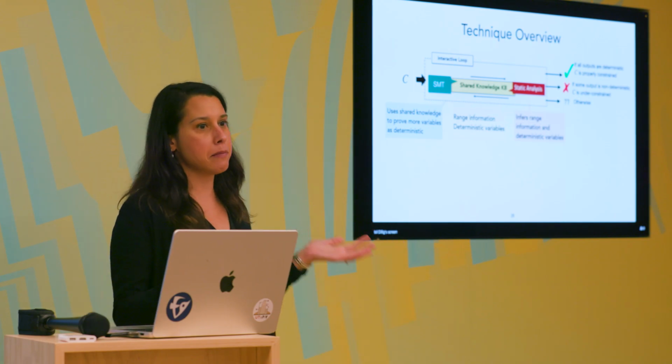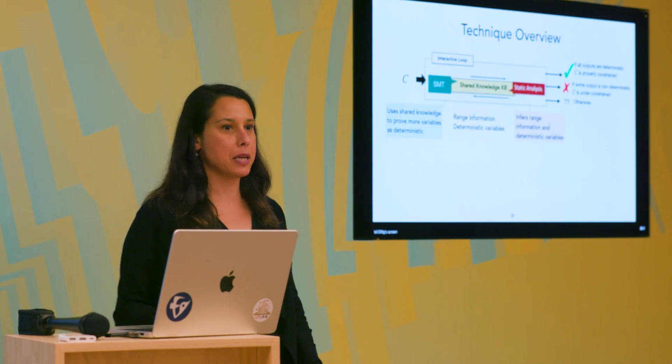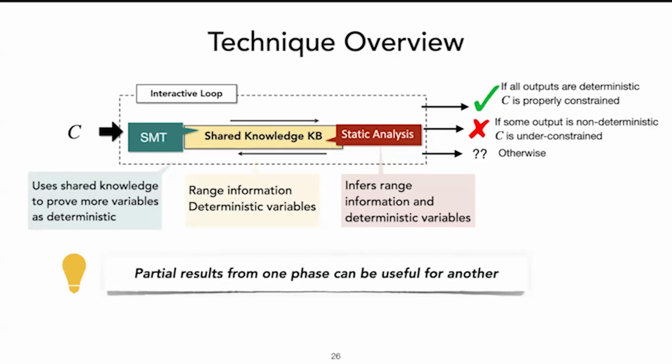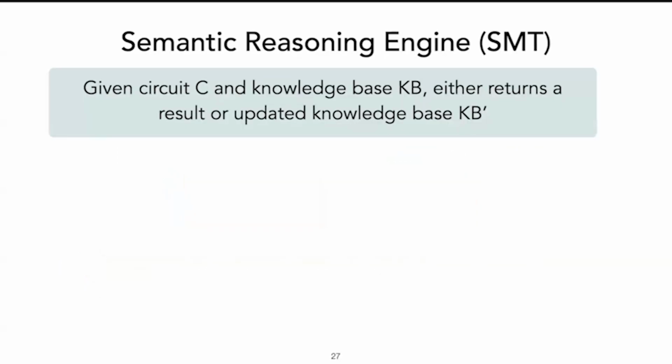And as you will see later, the unknown case will happen because of solver timeouts, right? Because when we make a query to the SMT solver, it may not be able to provide an answer in some cases. And the key point that I want to make here is that the SMT solver and the static analyzer play a complementary role to each other, in the sense that partial results from one phase can be useful to the other, as we will see shortly. So let me talk about these two components in a bit more detail.